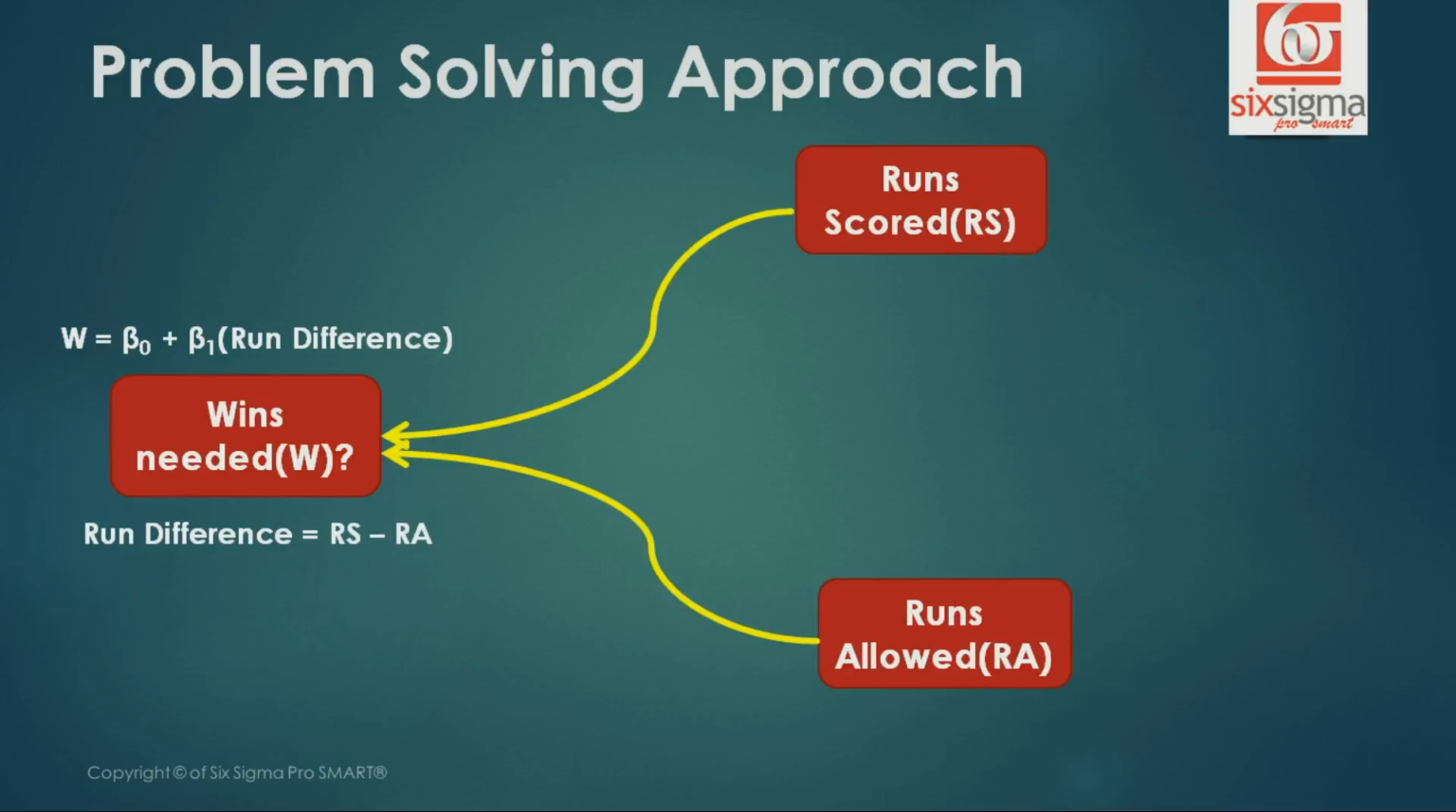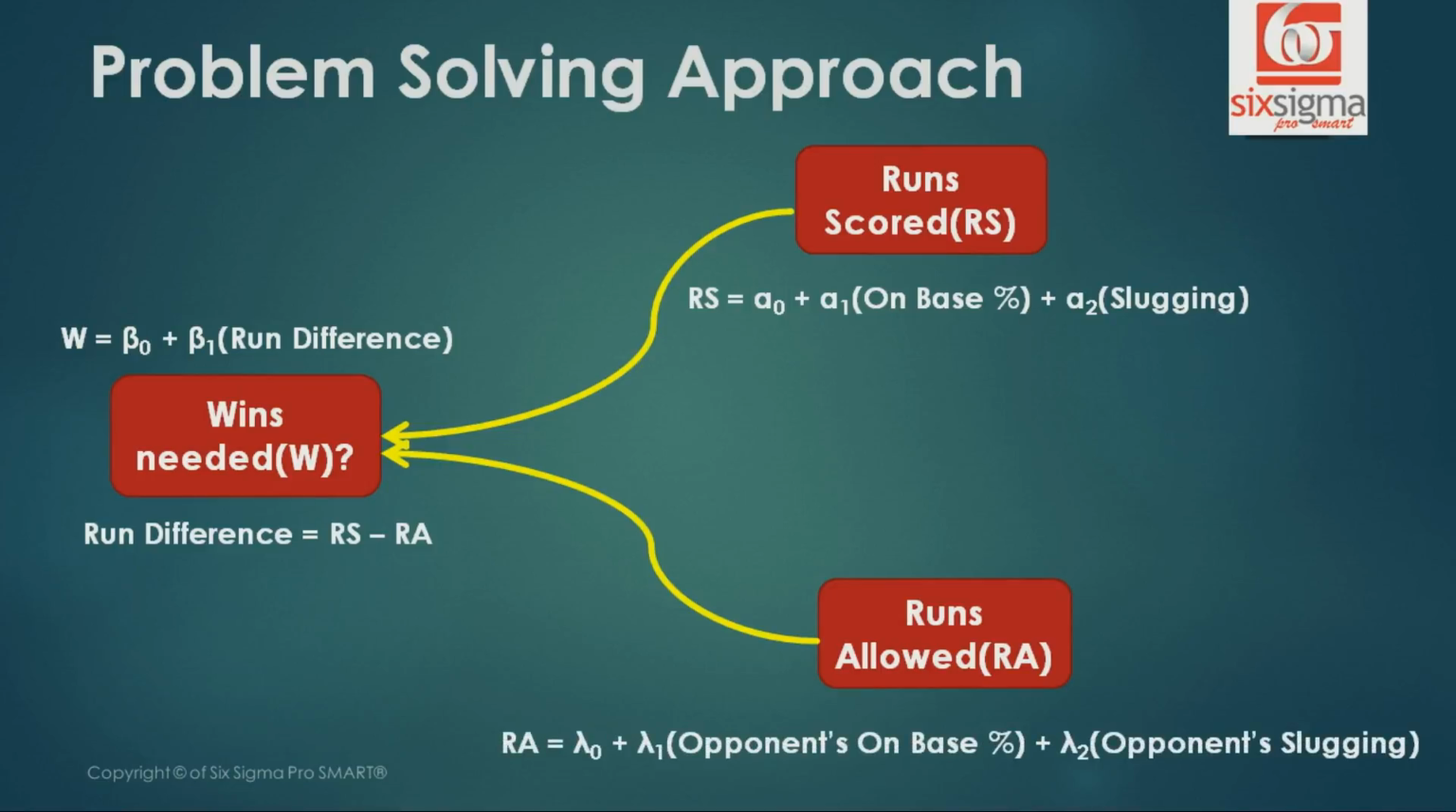But now, how do we calculate runs scored and runs allowed? Again, there was a second level of linear regression equations that were applied. So for example, runs scored could be predicted with the help of on-base percentage and slugging. And there is no need to worry if you're not familiar with these terms or if they are jargon to you. At the end of the day, we are trying to understand how a problem can be solved in a step-by-step way using regression. Similarly, runs allowed could be very well predicted with the help of opponent's on-base percentage and opponent's slugging.